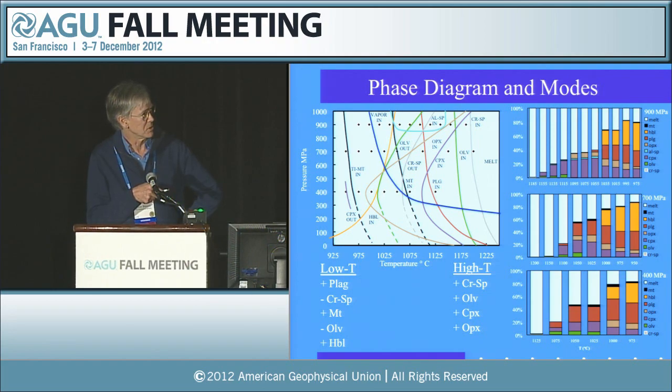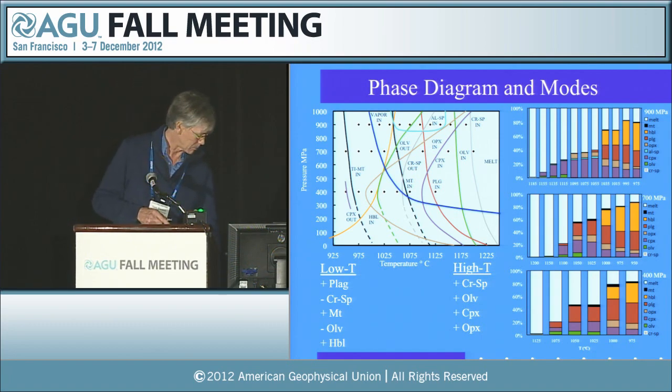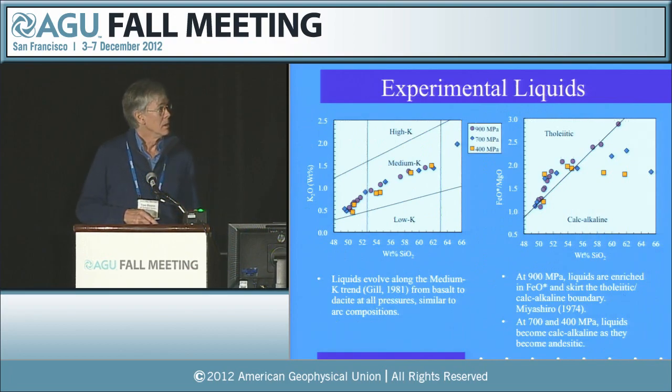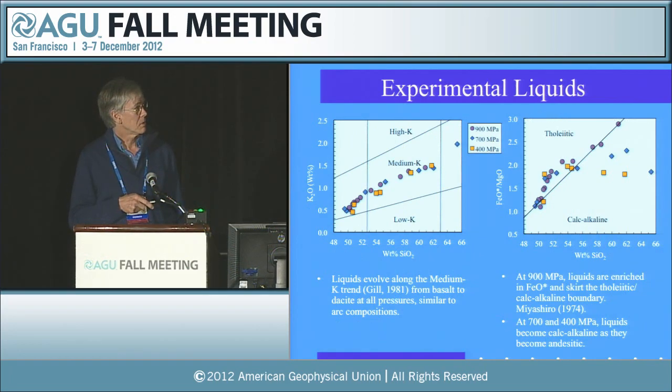That's the vapor saturation. And then that early olivine-clinopyroxene interval gets narrower as one moves to lower pressure and is replaced by a broader range of gabbro crystallization. These are the fundamental results. Result melts at 9, 7, and 4 kilobars. You can see they produce medium K andesitic liquids.